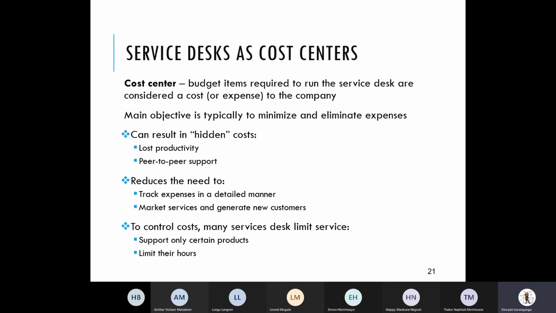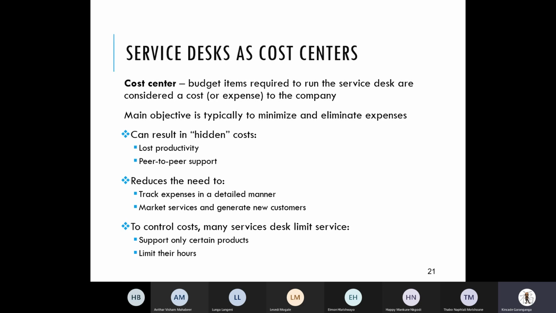And when you're looking at it as a cost center, right, what it typically means is that these particular budget items are literally required to run the actual service desk and are considered as a cost or an expense to the company, right? And literally, the cost center's main purpose, or one of its main objectives, is to minimize or eradicate or eliminate completely the actual expenses associated with your setup.